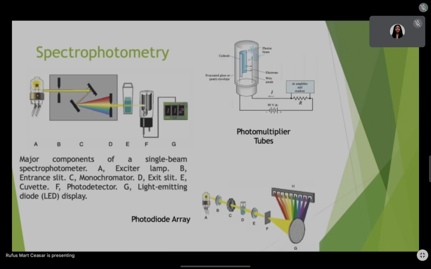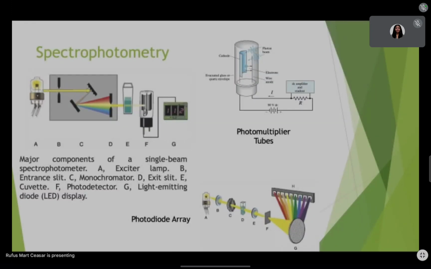So, second to the last part before the readout, we have the photodetector. There are two types, the photomultiplier tubes and the photodiode array. So, photodetector, that's striking it.